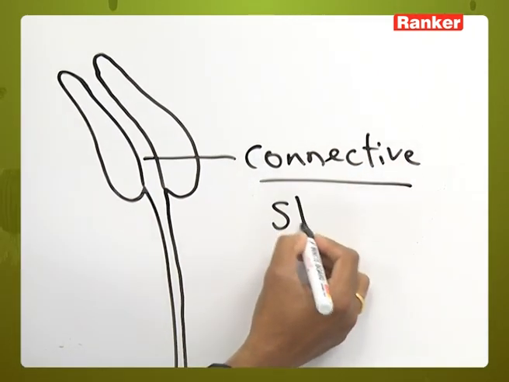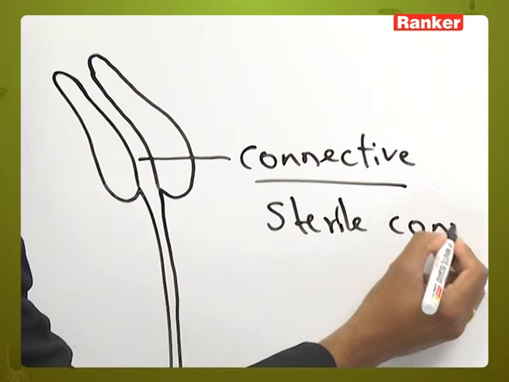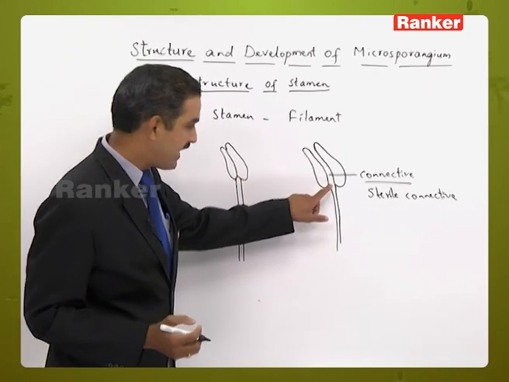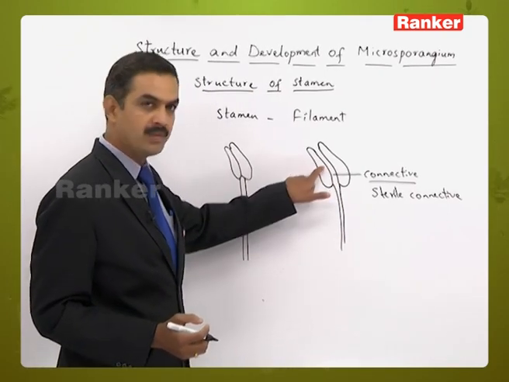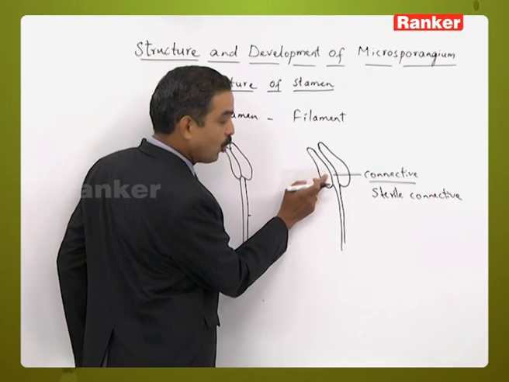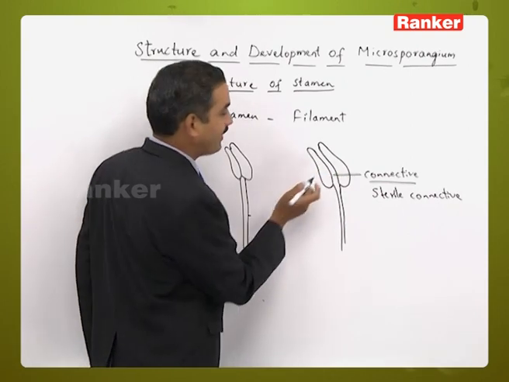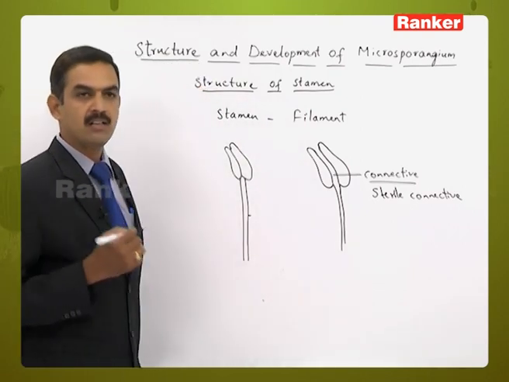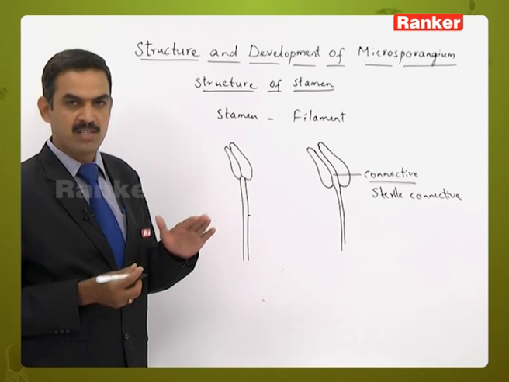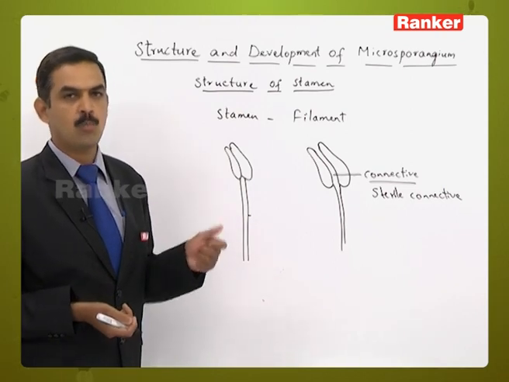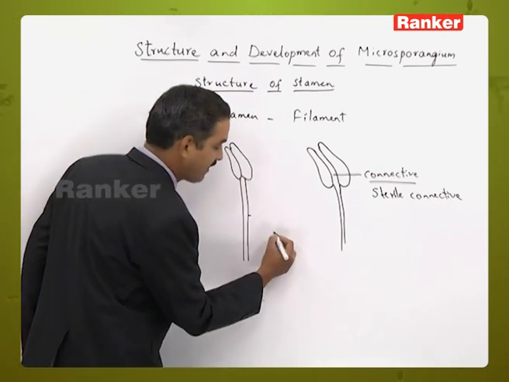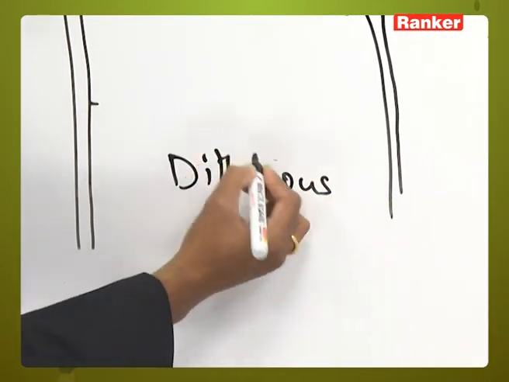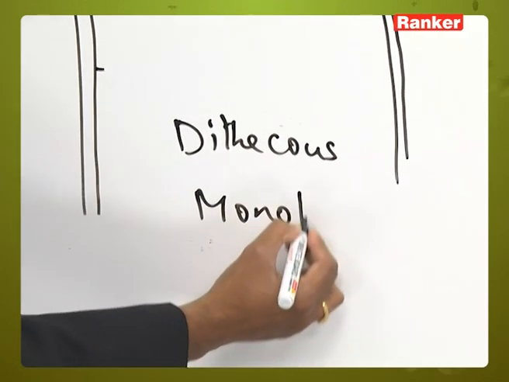and it is generally made up of sterile connective tissue, which is nothing but parenchymatous tissue, which not only helps in attachment of the filament to the anther but also of the lobes of the anther. We consider each of them an anther lobe. Here we have to know that stamens may contain either one anther lobe or two anther lobes. Based on that, anthers are of two types: dithecous and monothecous anthers.